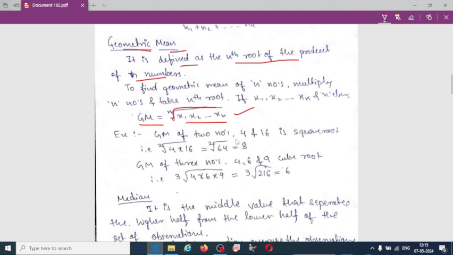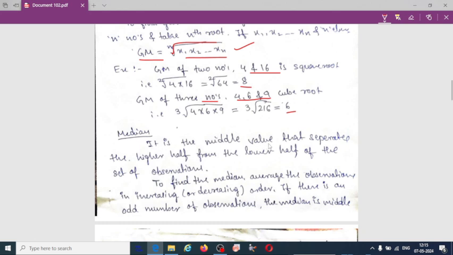So for example, if we take two numbers, then their geometric mean is the square root of the product of these two numbers. 4 into 16, there are two numbers, so root of 64, you will get 8. Let us take three numbers, then we have to take the cube root of the product of these three numbers, 4 into 6 into 9, then you will get 6. So if you have four numbers, fourth root of the product of four numbers, like that you have to do.